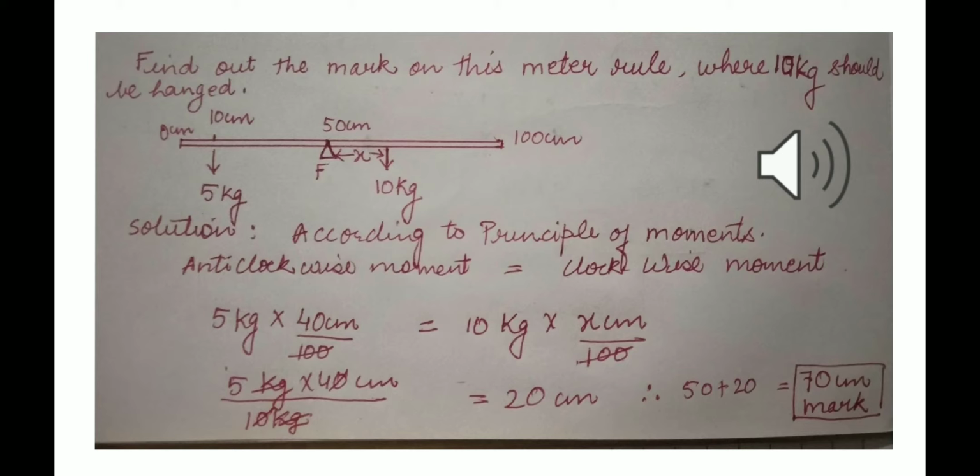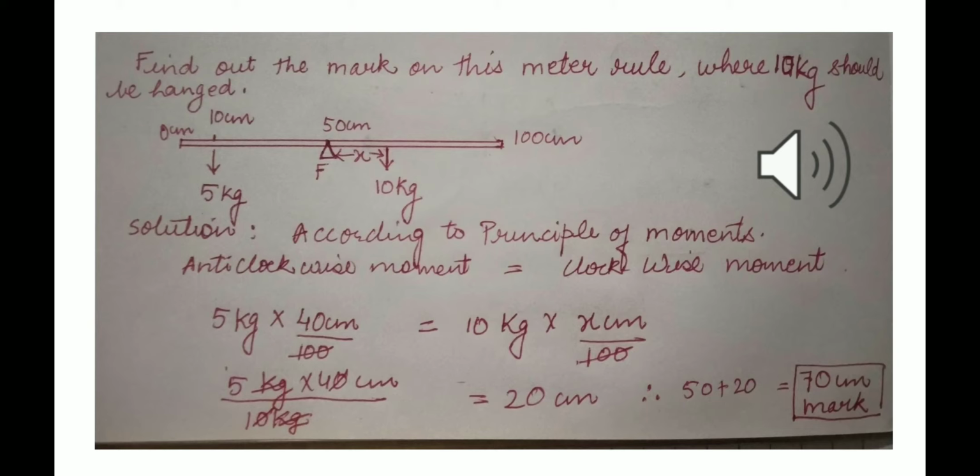Most of the questions in your book are of meter rule only. A meter rule is a ruler of 100 centimeters, 0 to 100 centimeters, and in most cases the fulcrum is at the center, but it is not necessary that the fulcrum should be in the center only. The body can be fixed anywhere. I mentioned it yesterday also. The body can be pivoted anywhere: in the beginning, in between, at the end, or anywhere.